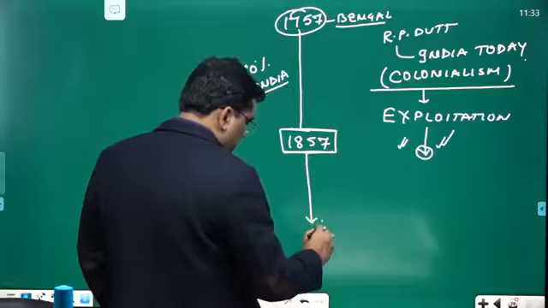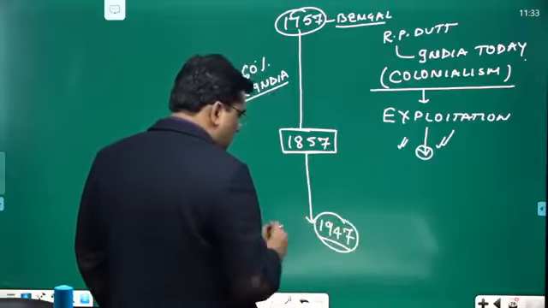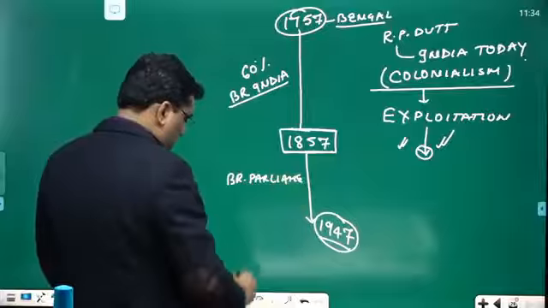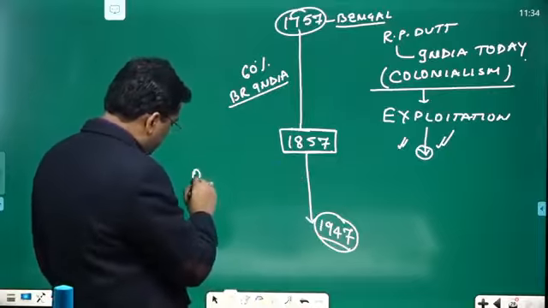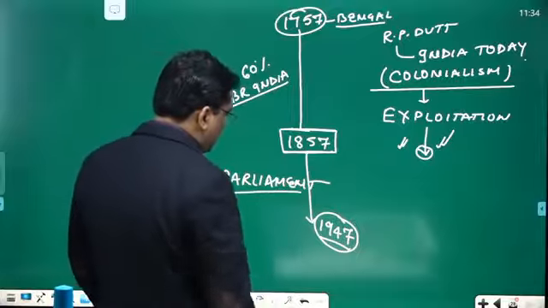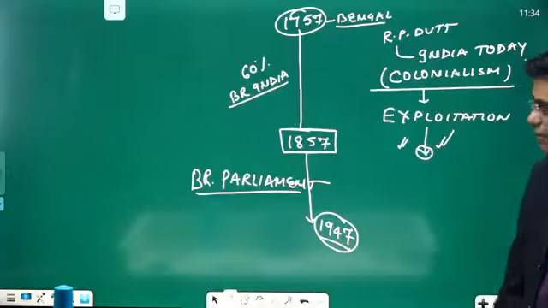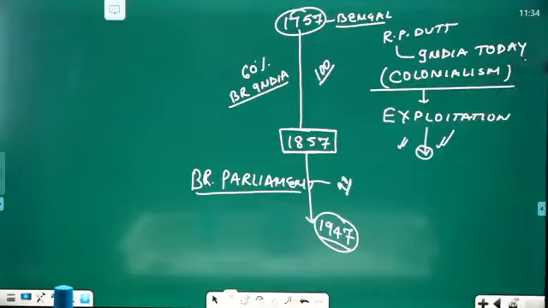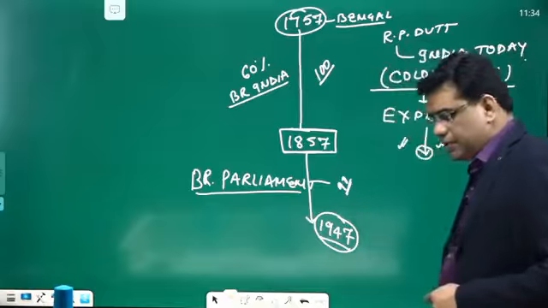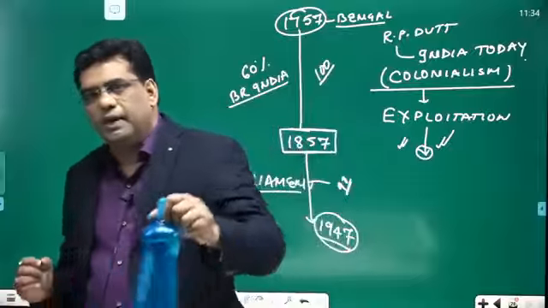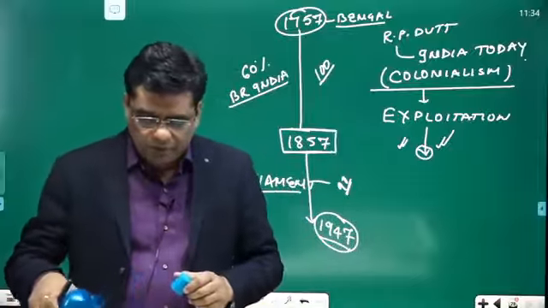And after 1857, till 1947, the British Parliament was ruling over India. So 100 years by the company and 90 years by the British Parliament. This is 190 years of British colonialism.